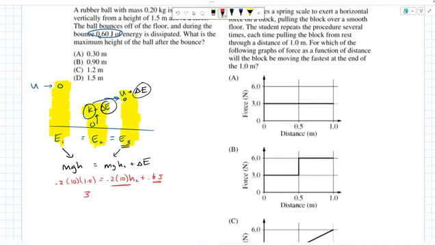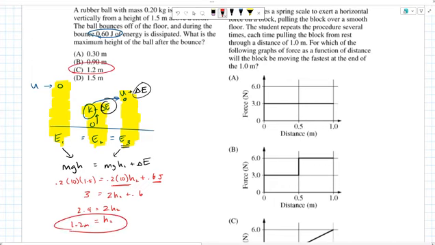So we have 3 is equal to 2 h2 plus 0.6. Subtract 0.6 from both sides, so 2.4 is equal to 2 h2, and that second height comes out to be 1.2 meters. That's our second height there.